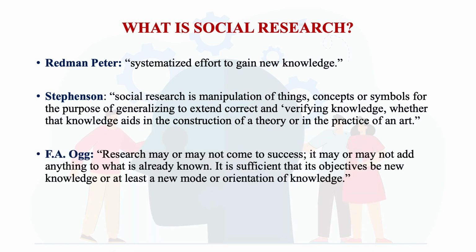F.A. Oak explained that research may or may not come to success. It may or may not add anything to what is already known. It is sufficient that its objective be new knowledge or at least a new mode of orientation of knowledge. Sometimes research may not give you a very immediate result. It may not be used for society either, but for knowledge's sake it is very important.